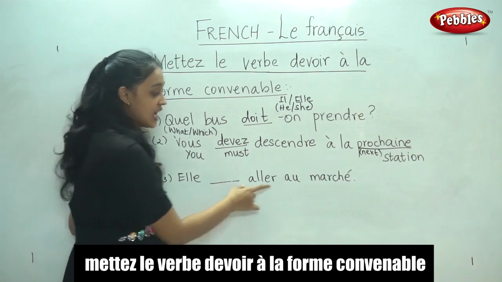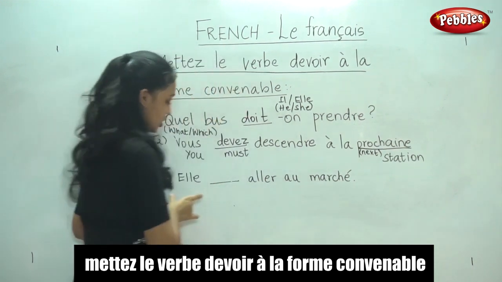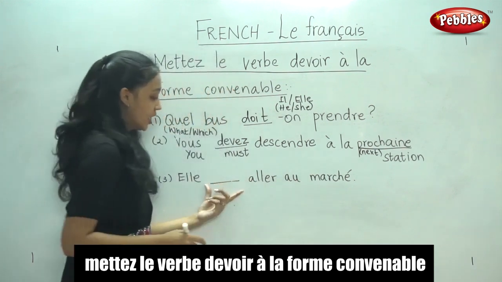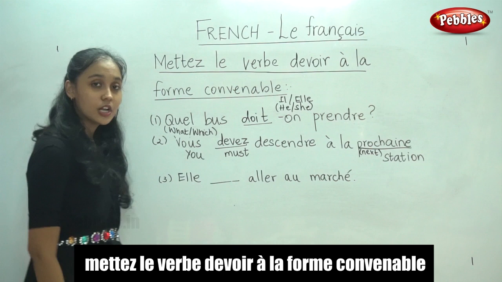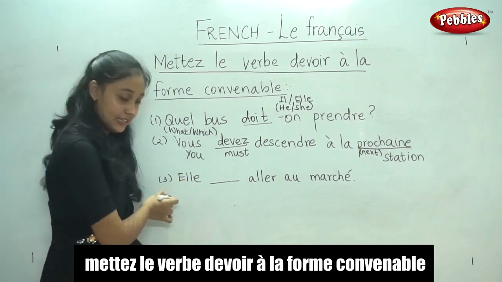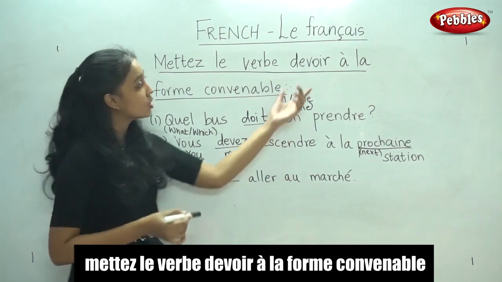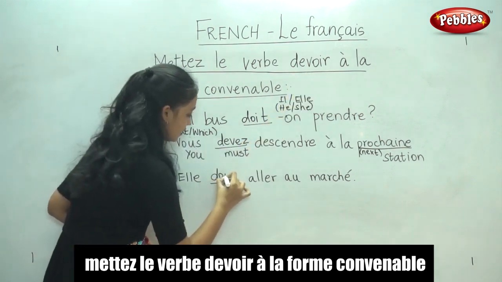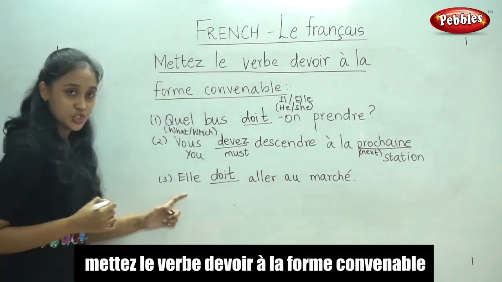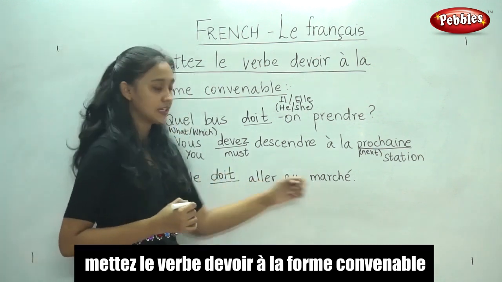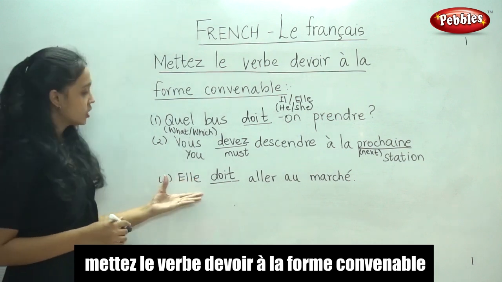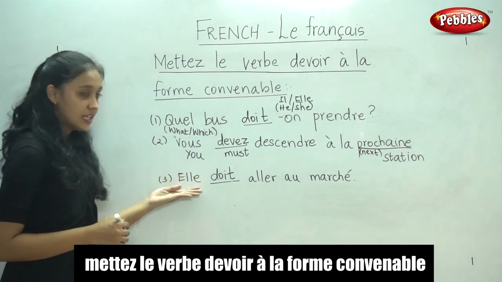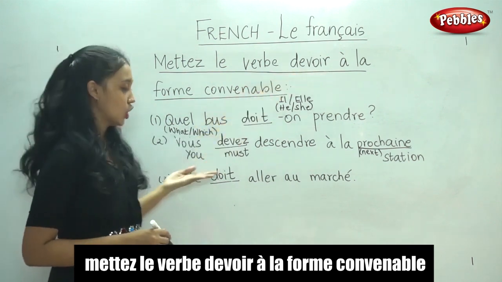Now finally the last sentence. Elle dash aller au marché. She dash go to the market. So what is the subject pronoun here? It is elle. So for elle, what is the conjugation for devoir? It is doit. So she must go to the market. Very simple, right? So you have to read the sentence, identify the subject pronoun and conjugate the verb accordingly.